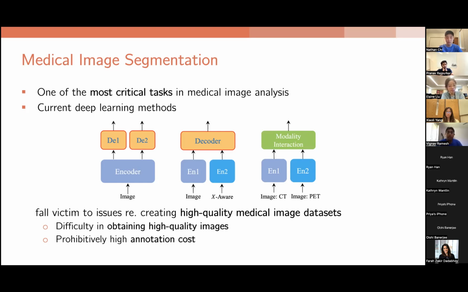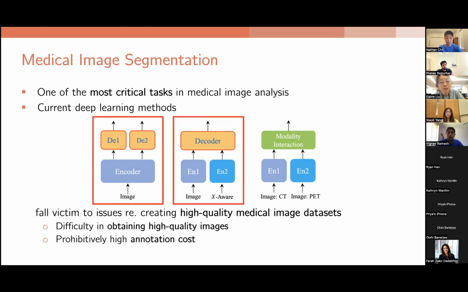Recent research has shown that deep learning methods are a promising approach for automatic medical image segmentation, because the knowledge of experts can be learned and extracted programmatically. The majority of deep learning segmentation methods are structured in one of three ways. First, as one shared encoder followed by two separate decoders. Second, as two separate encoders followed by one shared decoder. And third, as two separate encoders followed by a modality interaction model.